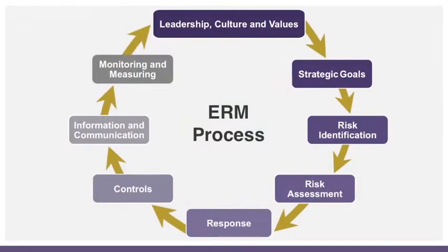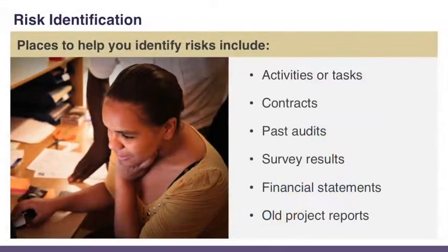ERM uses 8 process steps to identify and manage risks. We won't discuss all of them in detail during this course, but there's a resource on it for further reading if you're interested in ERM. We will discuss some of these steps, including risk identification, risk assessment, risk response, and controls. Let's start with risk identification.